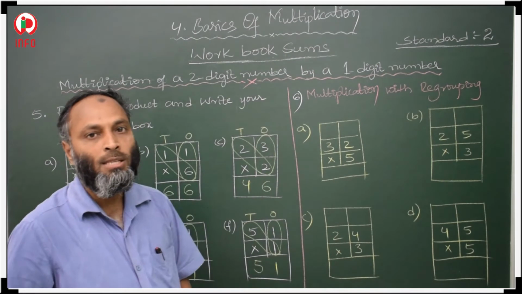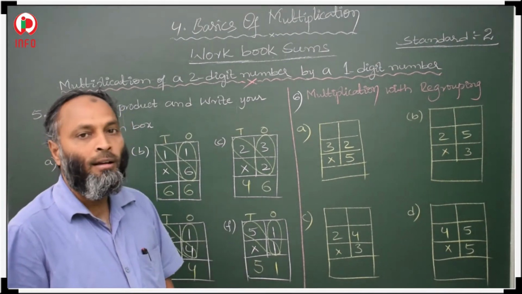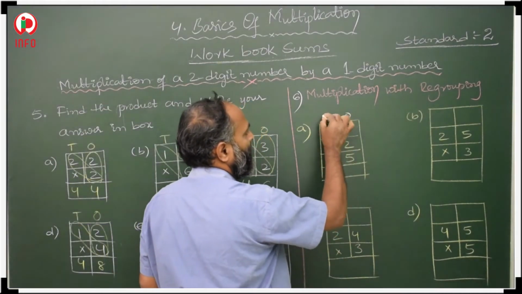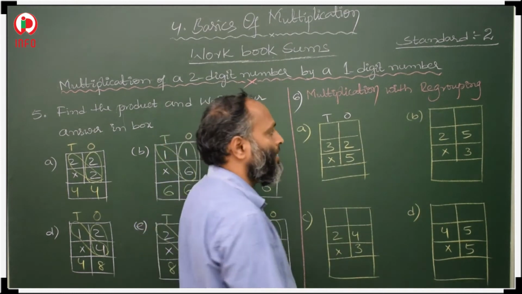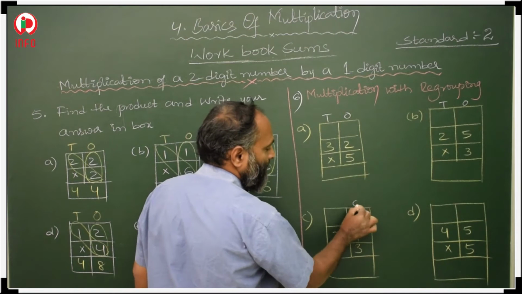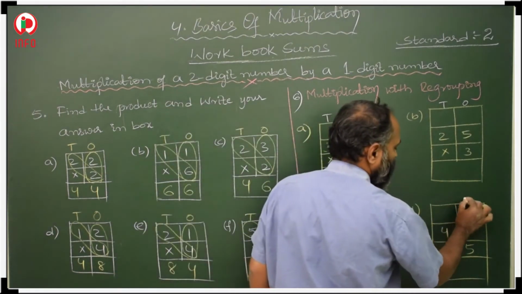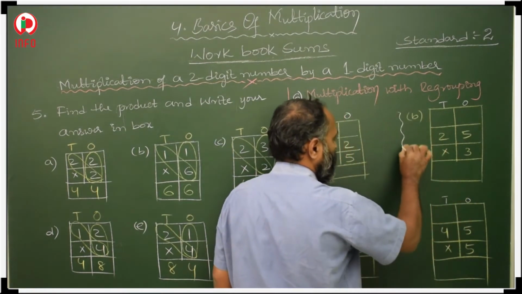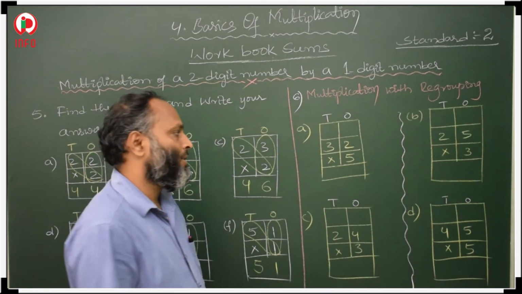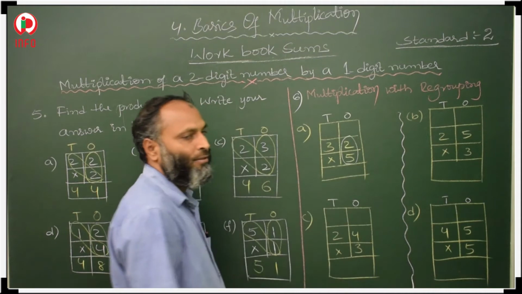Now, the next bit, multiplication with regrouping. So these are regrouping numbers. This is ones place, this is tens place. Here this is ones place, this is tens place. Here also this is ones place, here tens place. Here ones place, tens place. Ones place, tens place. Now, the same procedure, the single digit is multiplied with ones place value.